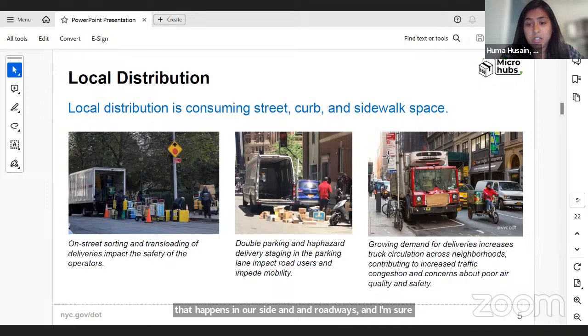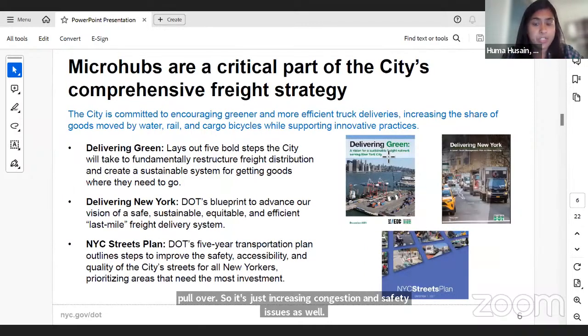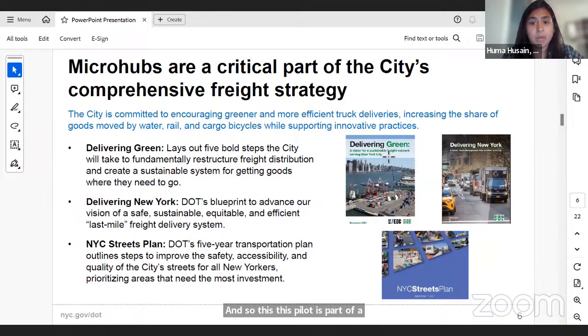In addition, a lot of these trucks are circling, trying to find places to pull over. So it's just increasing congestion and safety issues as well. And so this pilot is part of a comprehensive freight strategy. We have a number of guiding documents that I've laid out here if you're interested in seeing more of the overall vision for what we're trying to do to support greener, more efficient deliveries in the city.